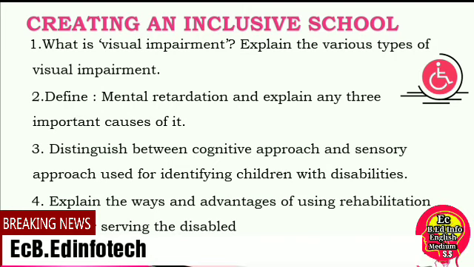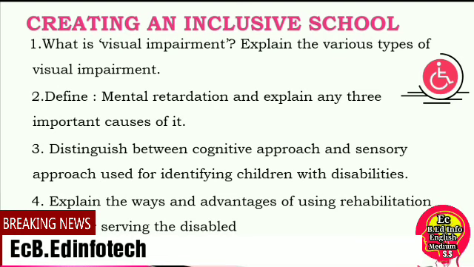Second, define mental retardation and explain any three important causes of it. Third, distinguish between cognitive approach and sensory approach used for identifying children with disabilities. Fourth, explain the ways and advantages of using rehabilitation model for serving the disabled.